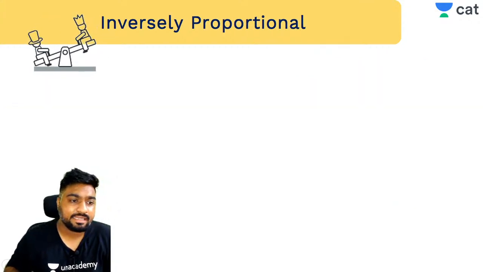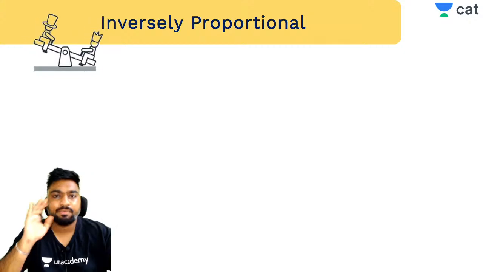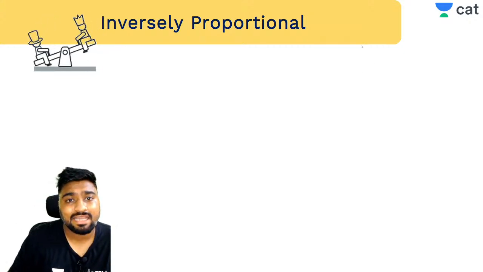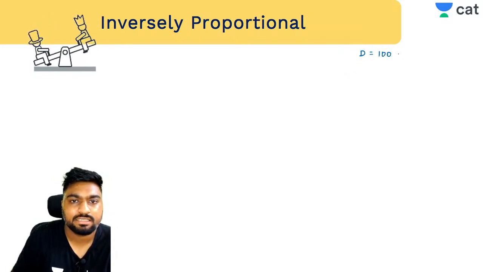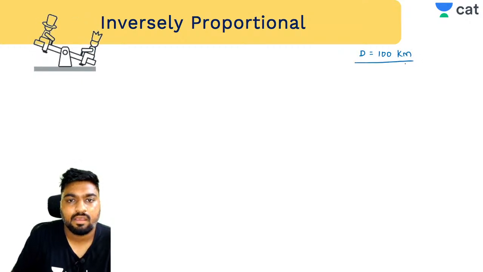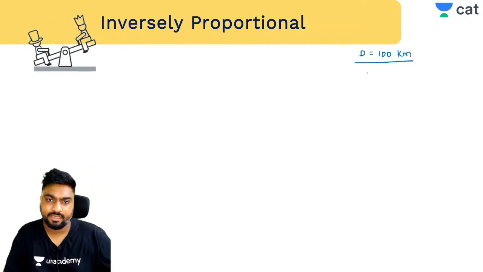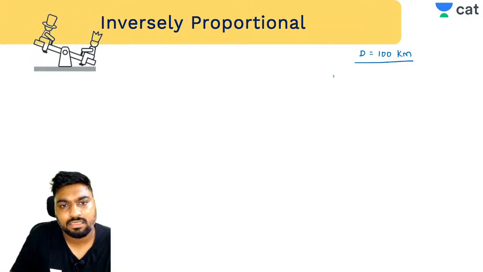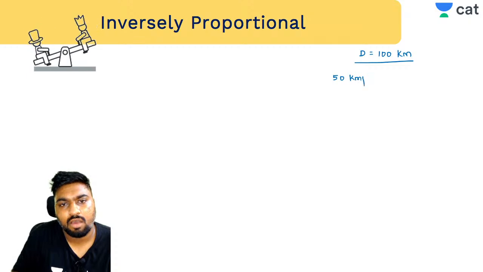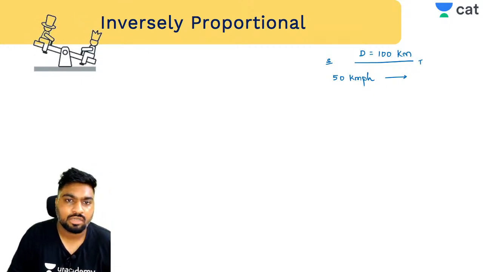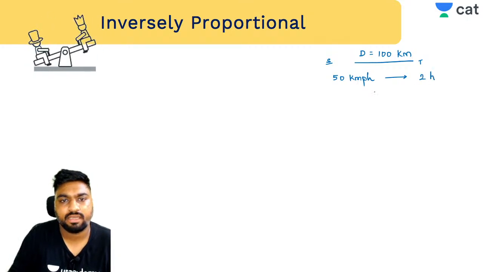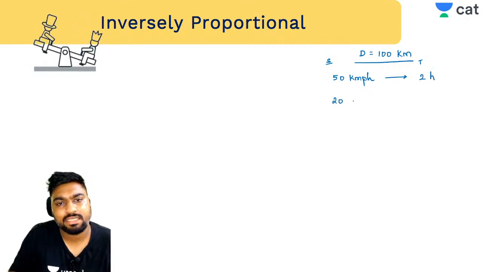Now let's look at entities that are inversely proportional. Let's take the same example, time, speed and distance. This time let's keep the distance as constant. Let me say distance is 100 kilometers. I have to cover 100 kilometers, that is fixed. If I travel at 50 kilometers per hour, how long will it take me? If my speed is 50 kilometers per hour, then how much time will it take me to cover 100 kilometers? 2 hours. Very good.